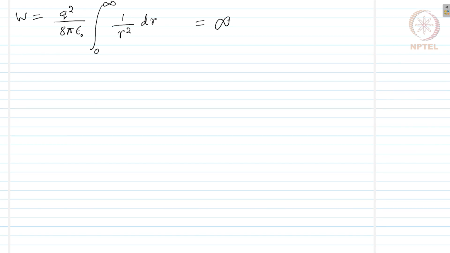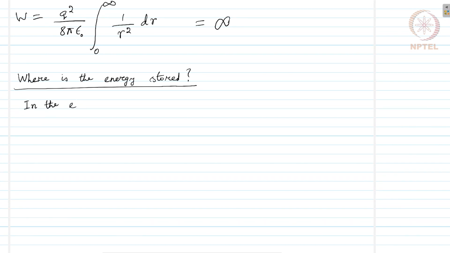Okay. Then comes the question, where is the energy stored? We have considered the work done so far. So, the work done means some energy, and in a conservative force field, this energy will be stored somewhere. Where is it? In the charge distribution itself or in the electric field? The answer is that the work or the energy is stored in the electric field.